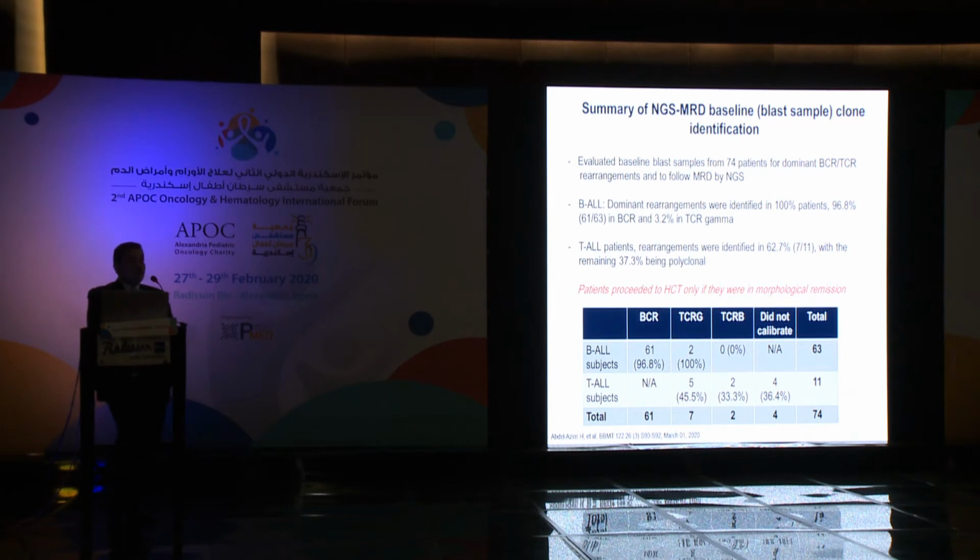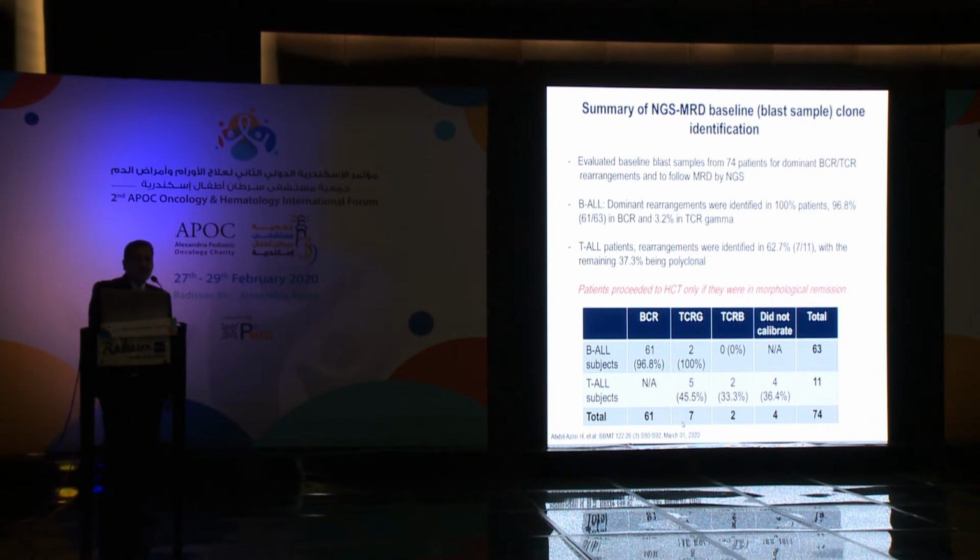Basically, this is the question we are asking: can we identify a clone that's suitable for tracking by NGS through the different phases of treatment? And you could see here, in 100% of B-cell ALL patients, we were able to use B-cell receptor rearrangement to identify a trackable clone, except in 2 cases where we had to use TCR-G to identify a clone that's trackable. But in summary, 100% of the patients were able to use that technology to follow up MRD.